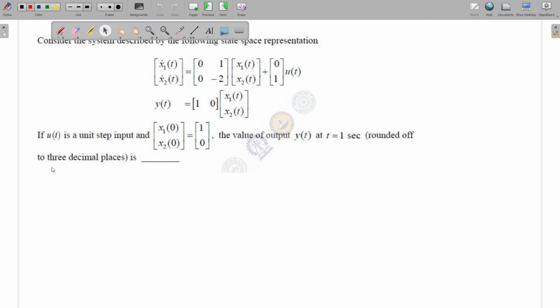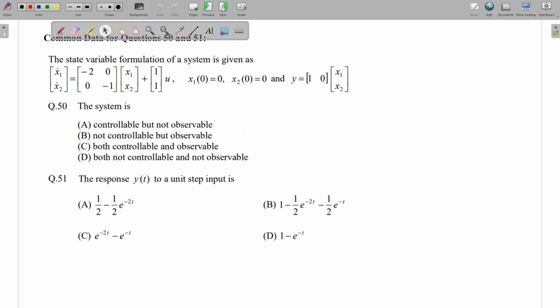Sir, if the question is asking whether the system is stable or not, what do we have to test? Controllability, observability, or other methods, sir? No, no. Stability means we'll see the gain margin, phase margin. Controllable and observable is a different concept. Stability is the gain margin, phase margin, we can say. Yes, sir. Okay. So let's see.